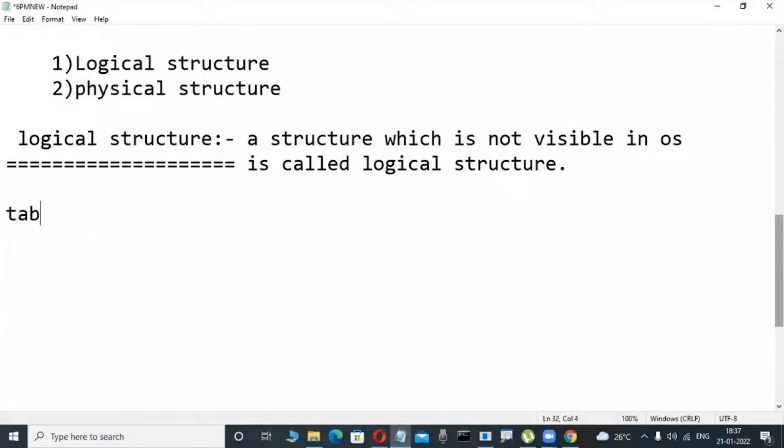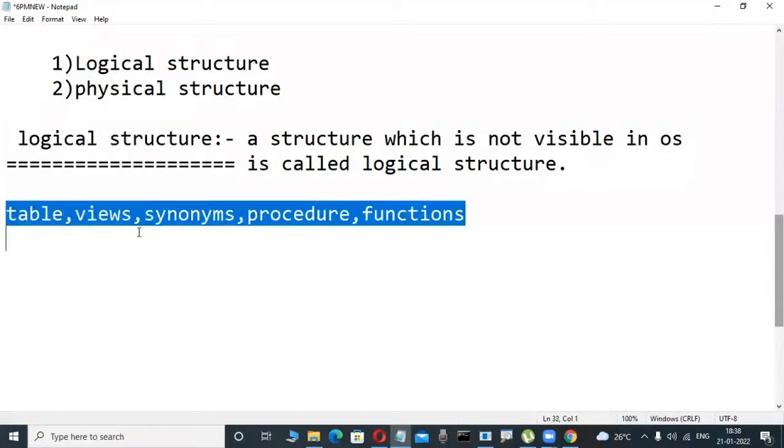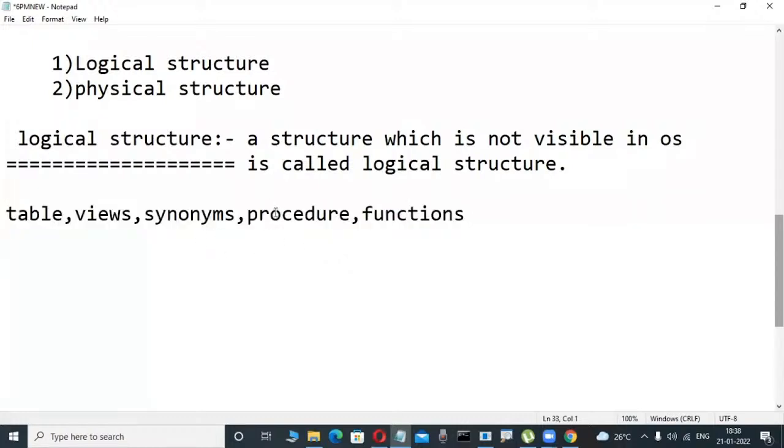That logical structure contains tables. There are tables in Oracle, in SQL Server, and in MySQL also. Views are there, synonyms are there, indexes are there. These are all database objects. Procedures, functions, triggers, packages are there. So many things. These are all logical structure. That is not visible in the operating system.